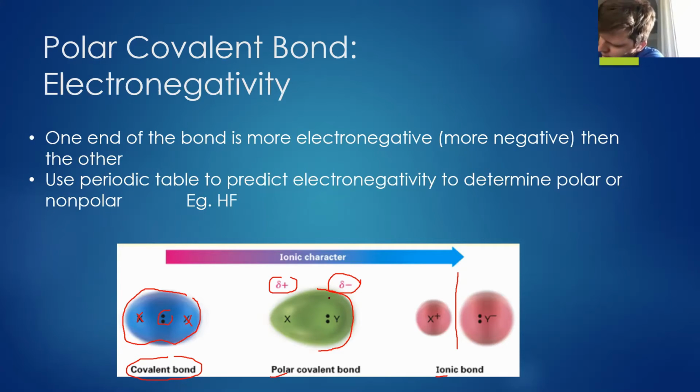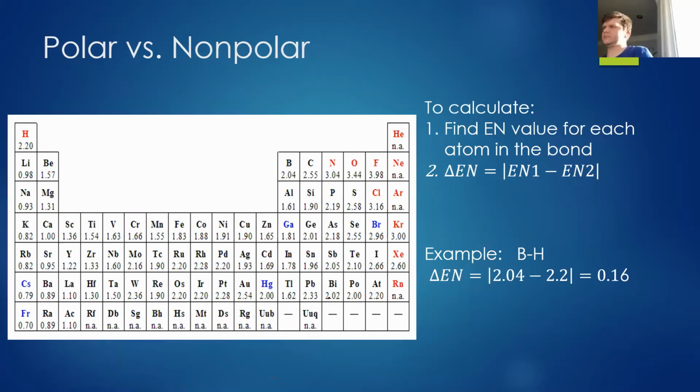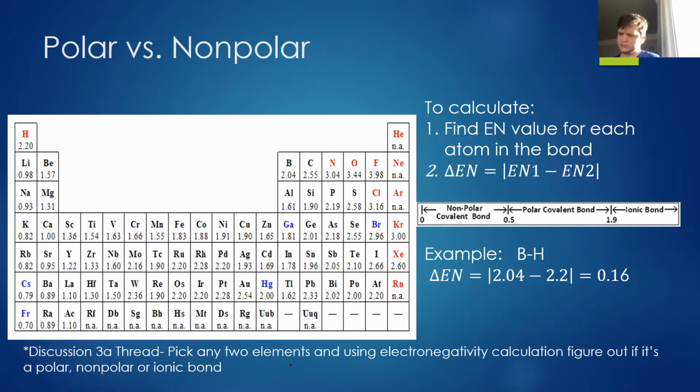Yep. So we can use the electronegativity values to figure out what type of bond it is by doing a subtraction. That's what we're going to look at next. This next slide is what you're going to be using for the discussion. It's what's going to help you do the discussion. One of the discussion questions, I believe I wrote it down here, yeah, at the very bottom here.